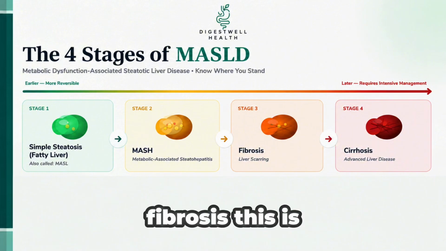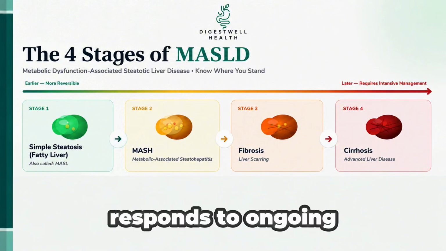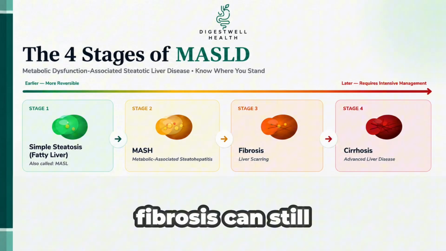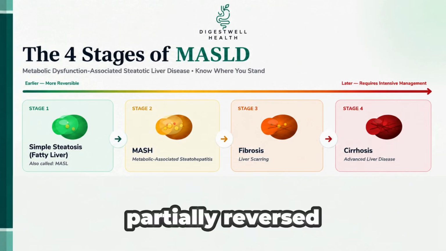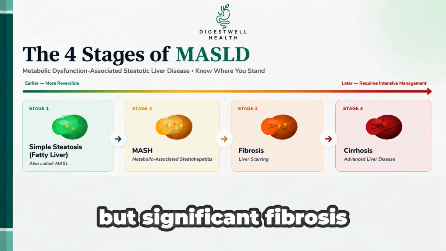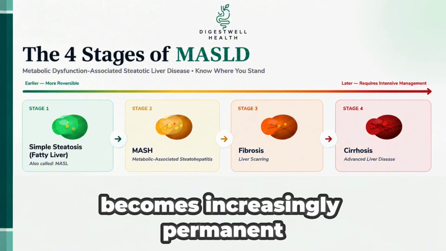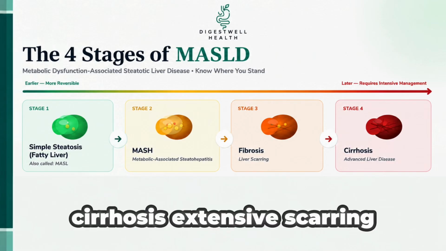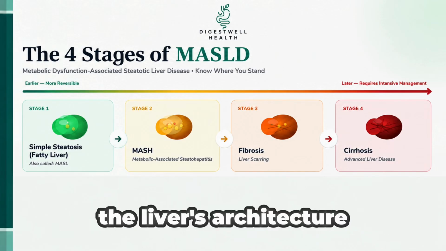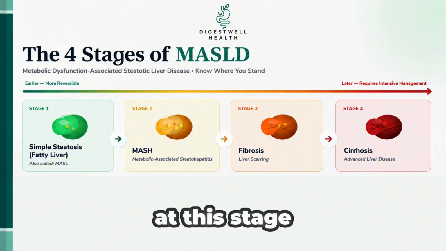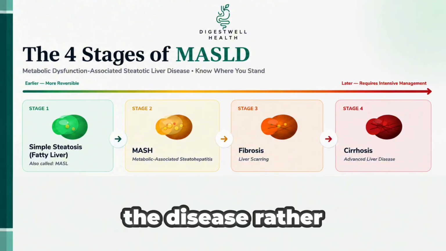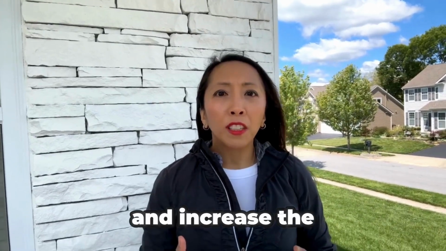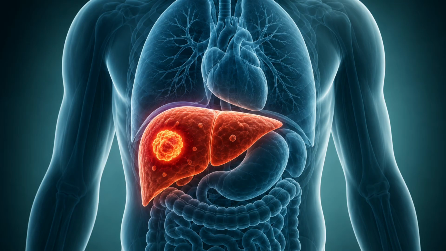Stage 3 is fibrosis. This is where the liver responds to ongoing damage by forming scar tissue. Mild to moderate fibrosis can still be slowed or partially reversed, but significant fibrosis becomes increasingly permanent. Stage 4 is cirrhosis. Extensive scarring that permanently disrupts the liver's architecture and function. At this stage, we are managing the disease rather than reversing it. Cirrhosis can lead to liver failure and increase the risk of liver cancer.